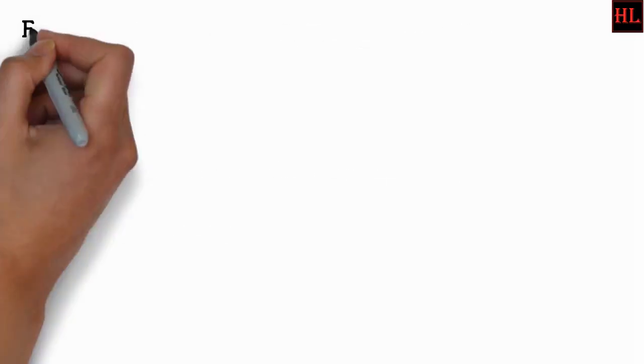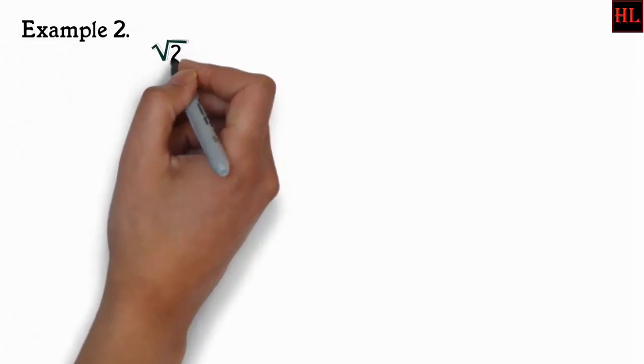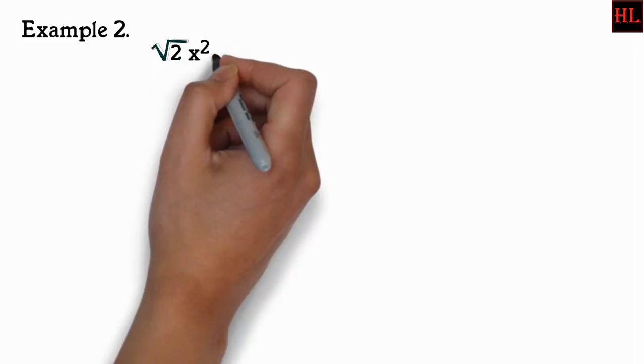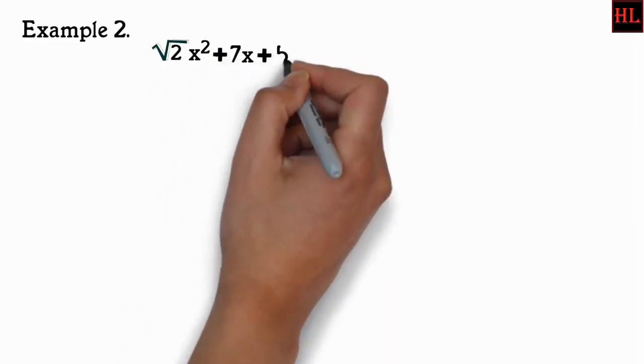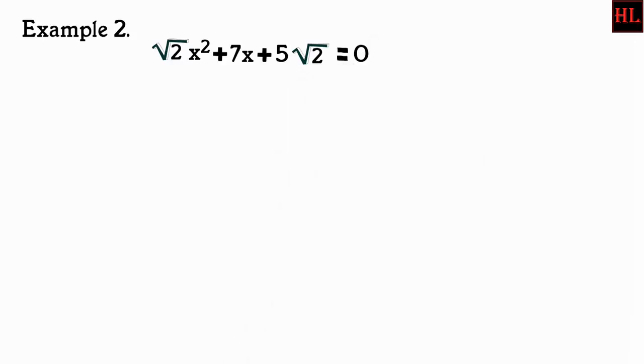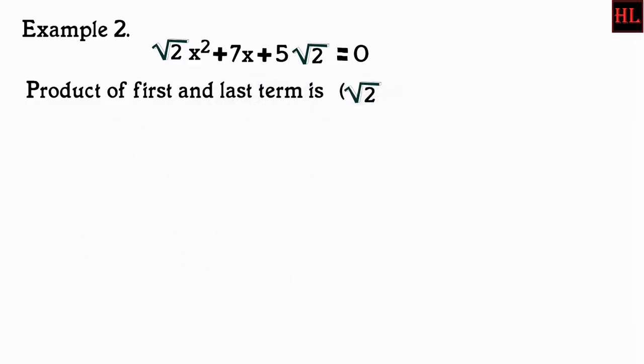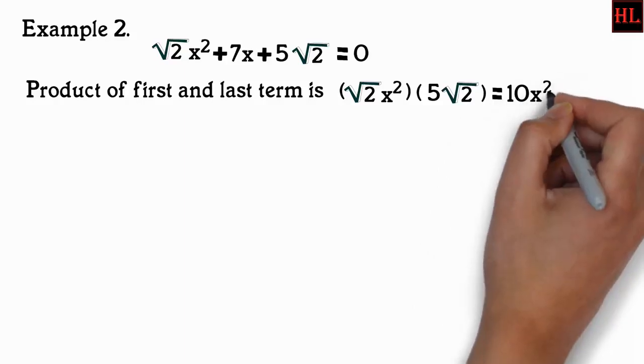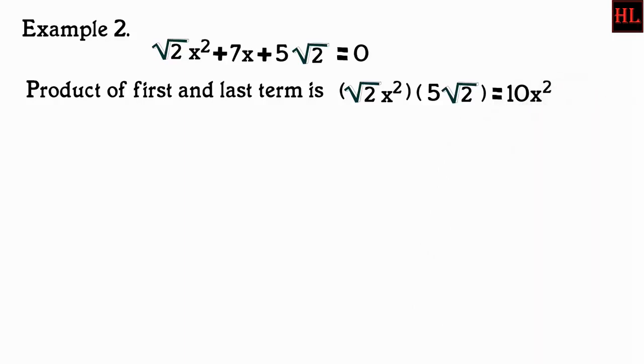So let's practice one more example to get factorization method thoroughly. So we have quadratic equation root 2x square plus 7x plus 5 root 2 equal to 0. Here we see that the product of first and last term, that is root 2x square multiplied by 5 root 2 is equal to 10x square. For the record, product of root 2 and root 2 is equal to 2. So we have 5 into 2, 10, hence 10x square.